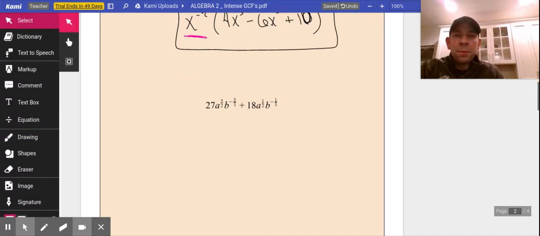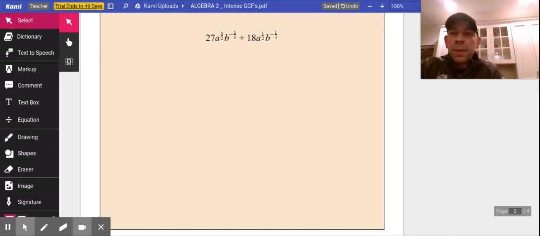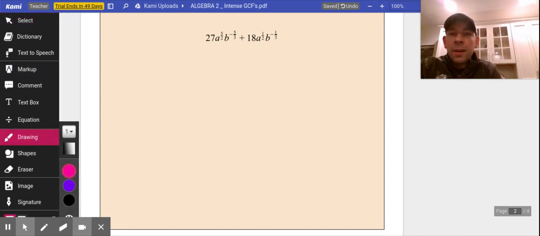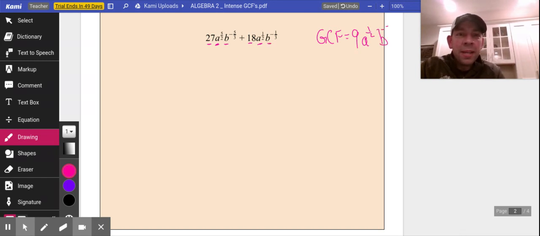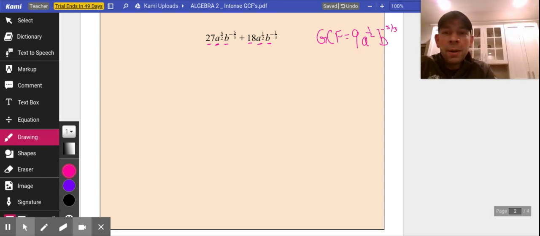Boy, if you thought that one was ugly, check this bear out. Okay, first thing I want you to consider are your coefficients. The biggest number that both coefficients are divisible by is 9. Now consider the a terms. Of those exponents, the smaller exponent is the 1/2. Now consider your b's. The smaller exponent this time is negative 5/3. So there's your GCF. We're going to pull that bear out.